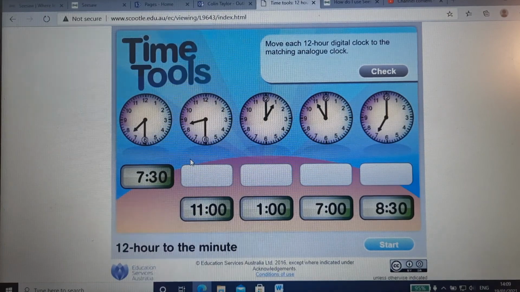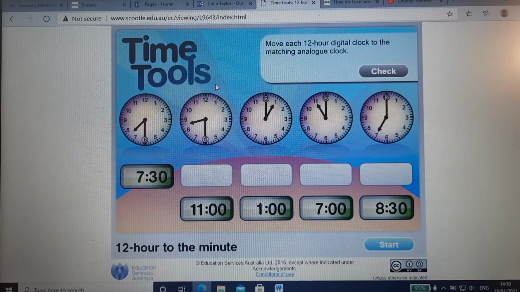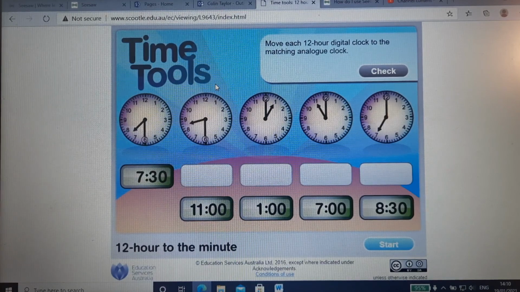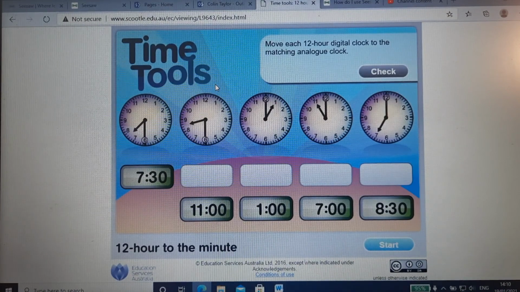I want you to first of all have a look at the time here. What do you think the time is? Once you've worked that out, then I want you to see if there's any matching ones underneath in the digitals. So I reckon hit pause now, have a look at that clock face, then see if there's any matching ones with what you think it is. Off you go, hit pause.